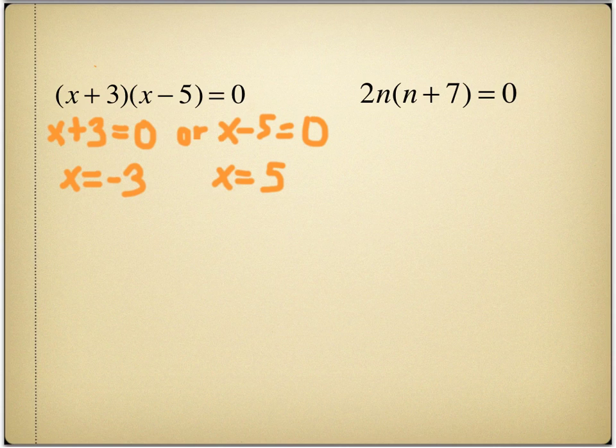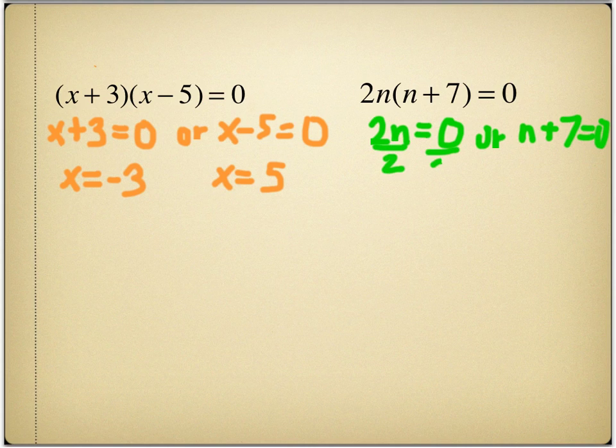Alright, let's take a look at the next one here. Notice this one's already in factored form. We have two chunks, so to speak. So again, I set each part equal to 0. Either 2n has to equal 0, or n plus 7 has to equal 0. Once again, I have to divide each side by 2 here, but I think you can see that then either n is going to be 0, or n will equal negative 7.